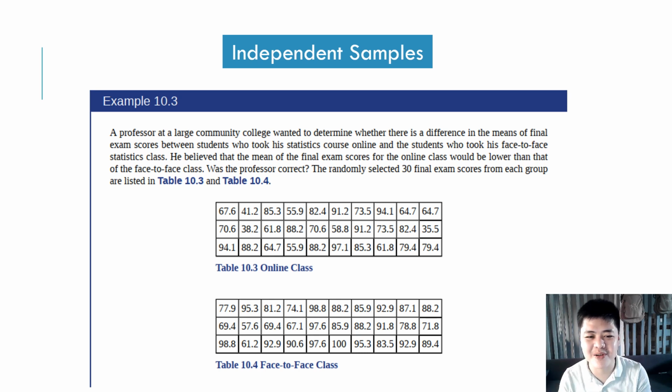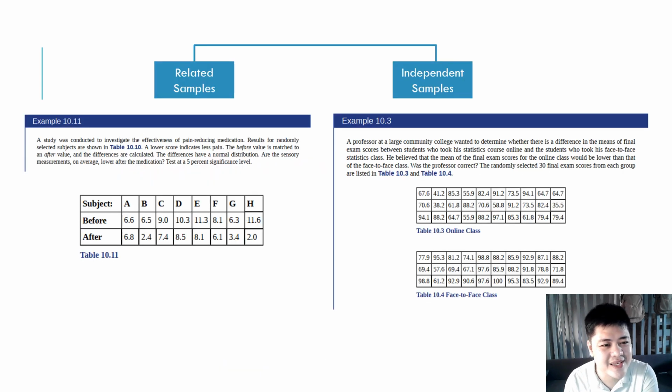So magkaibang grupo na to, no? Yung mga nag-take nung stat class online and then those students who took the statistics class face-to-face. And then the professor wanted to determine if there's a difference between the performance, the mean performance or mean final exam scores of the two sets of students. So in that case, since magkaibang grupo to, so that's independent samples. Okay, so here is again a side-by-side comparison of a related samples example and an independent samples.